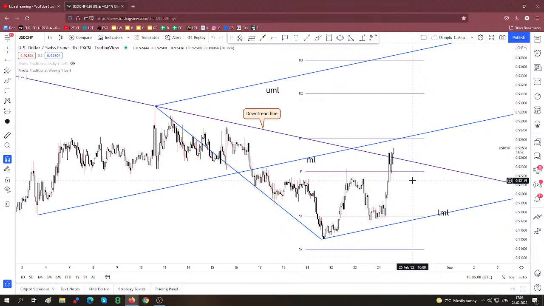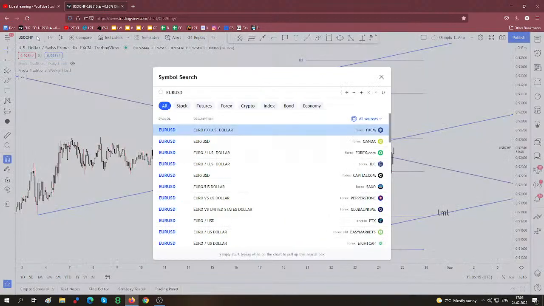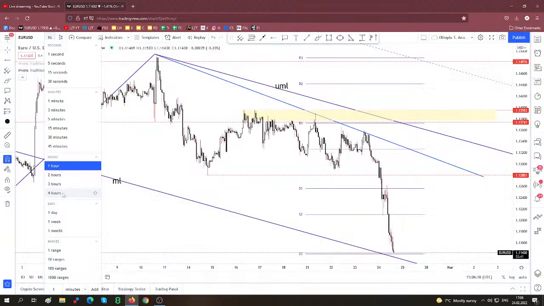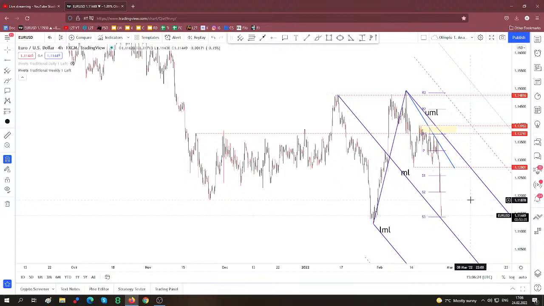Last question, what's the Euro USD resistance level? What do you mean? What resistance level? On what time frame? Resistance level, I don't know.